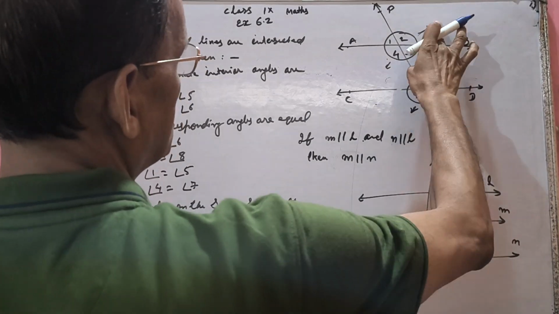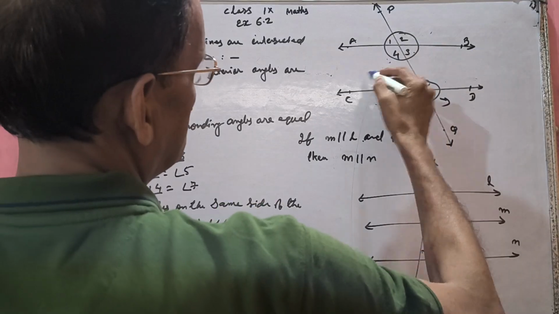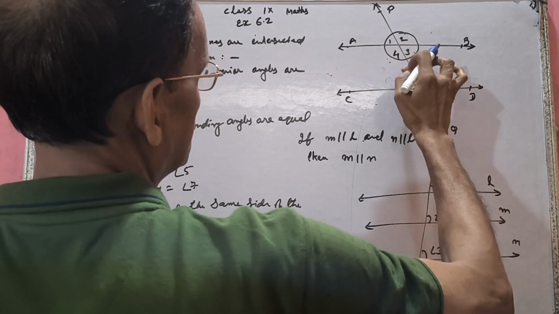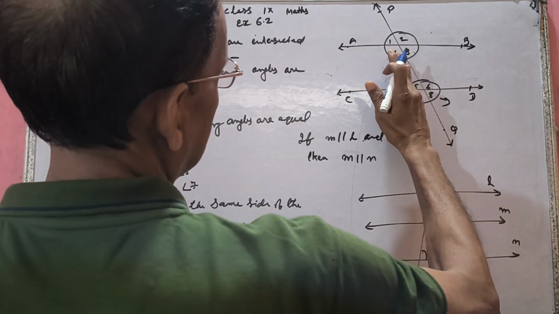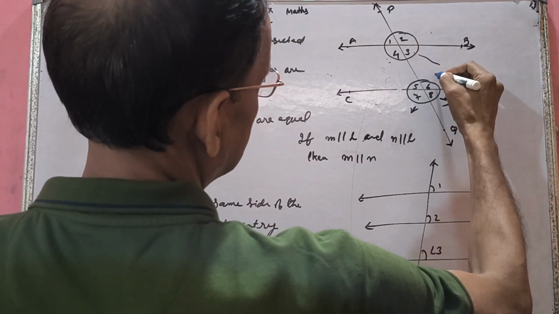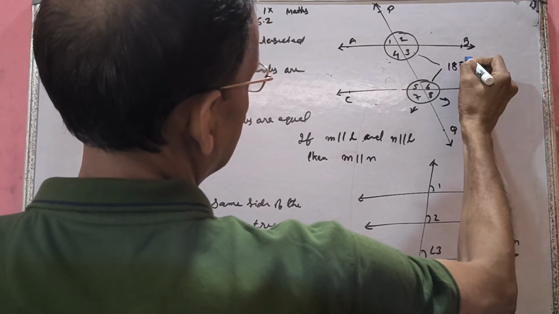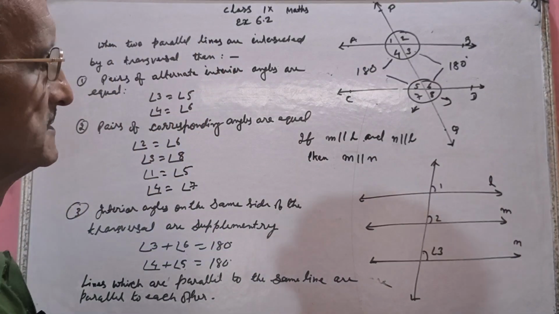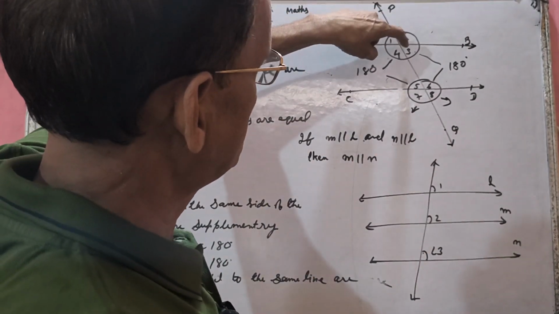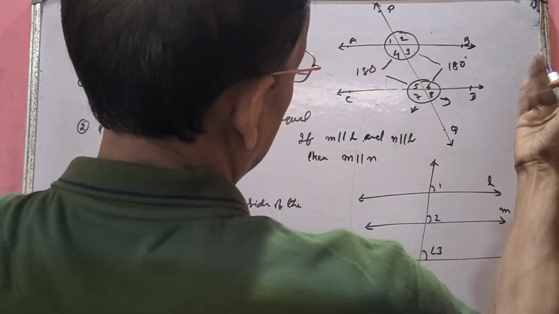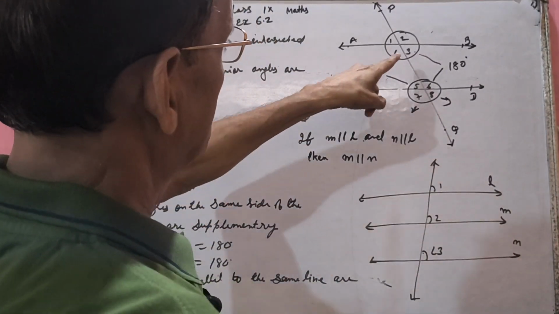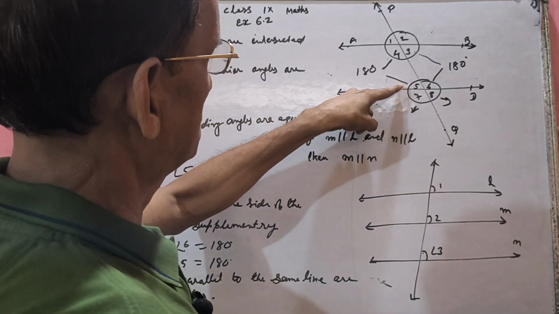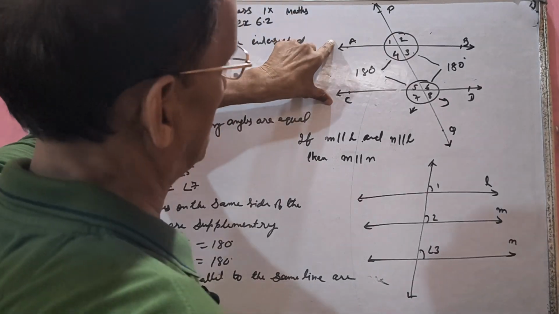And the third important concept is when two parallel lines are intersected by a transversal, then see these interior angles 3, 4, 5, 6. Interior angles on the same side of the transversal are supplementary. Supplementary means the sum of the interior angles on the same side of the transversal will be 180 degrees. So angle 3 plus angle 6 will be 180 degrees. Angle 4 plus angle 5 will be 180 degrees.